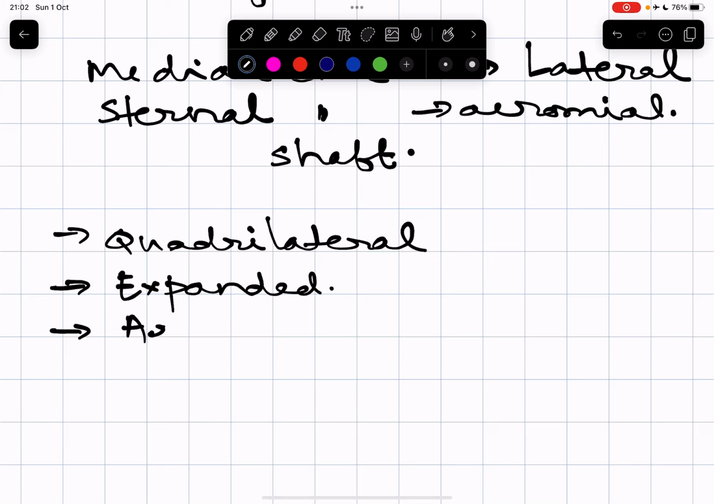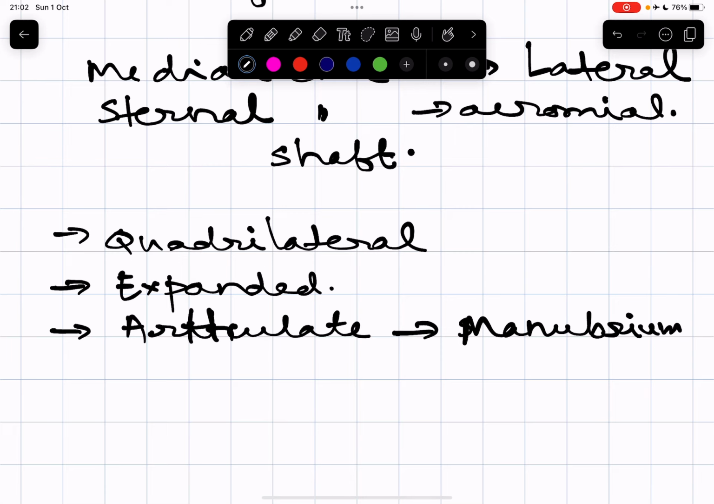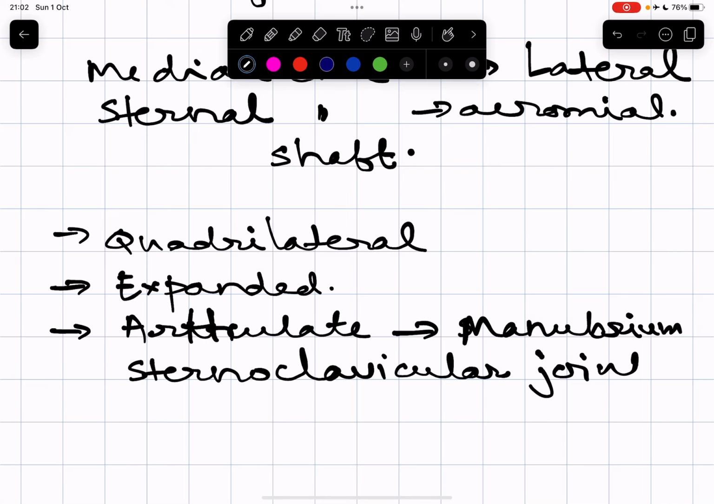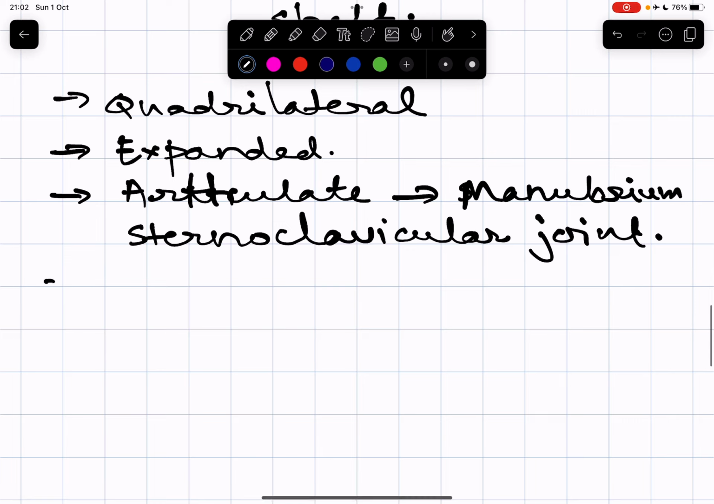It is going to articulate with the manubrium of the sternum to form what is known as the sternoclavicular joint. Now when you look at the periphery of the medial end, it is going to give attachment to the fibrous capsule.